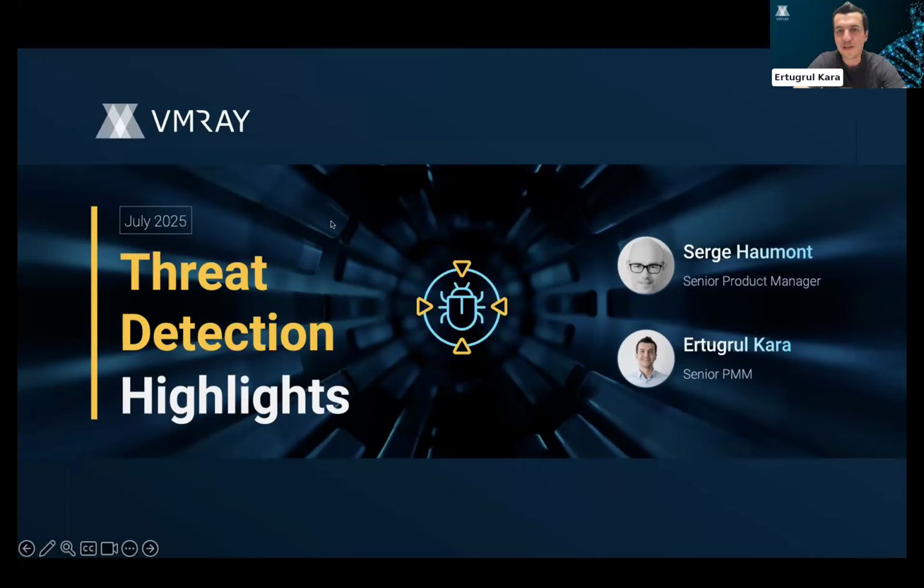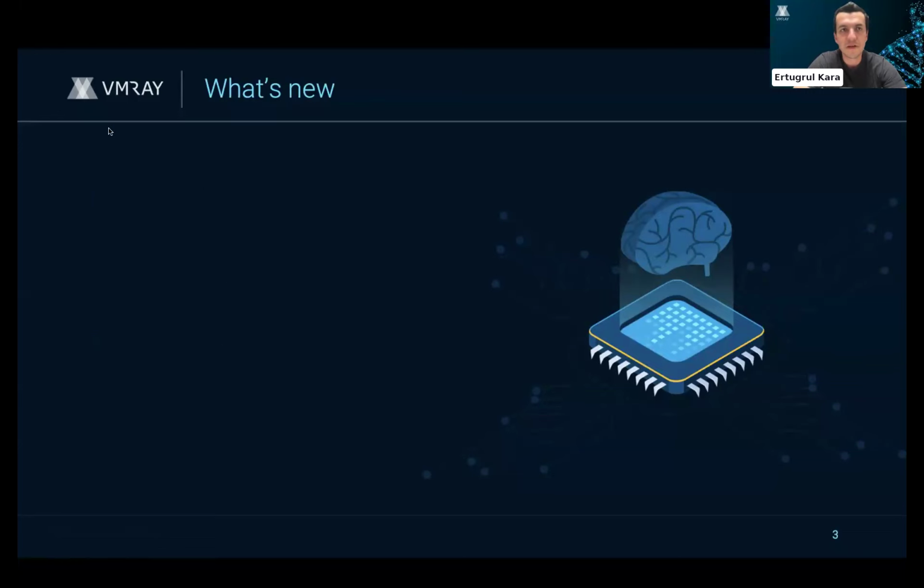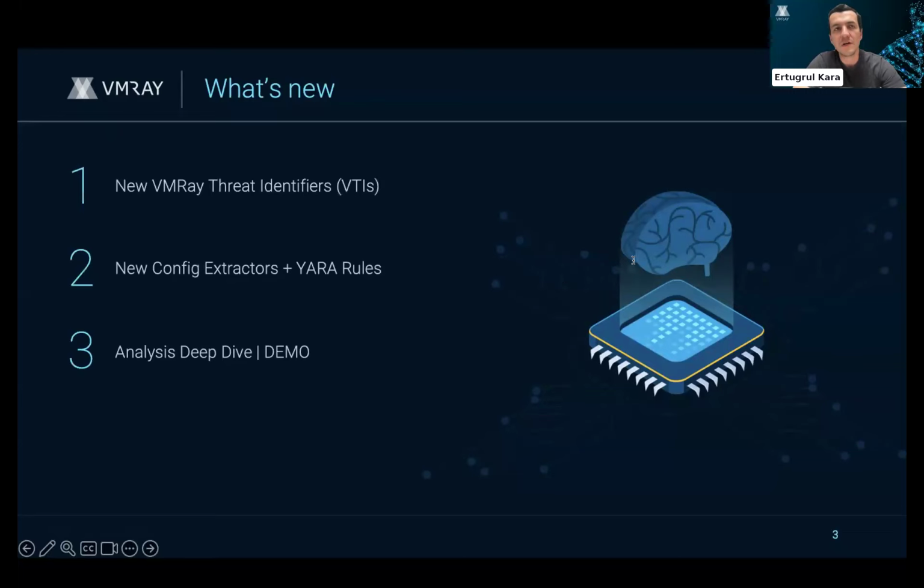Let's take a quick look at what's on the agenda today. It's a fairly standard structure. We'll start with the latest VTIs. This month, a lot of the focus has been around fingerprinting and discovery behavior that malware uses to learn about the environment it's running in. Then we will move into YARA rule updates and config extractor additions, including support for some interesting families like Tofsee and SocGholish. And finally, I hand it over to Serge for a quick demo walkthrough to show some of these updates in action.